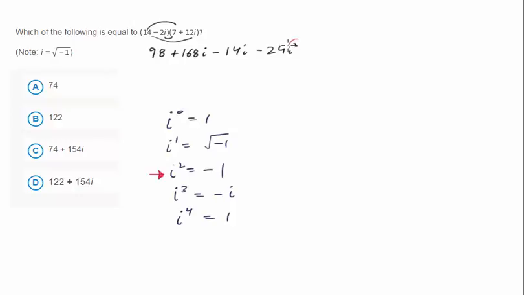And so what we're going to do is turn this i squared into -1, and this is -24 times -1. This last value becomes 24. Now we just simplify it. So we combine the like terms. So we have 98 plus 124. We know that's 122. And 168 minus 14, that is plus 154i. And that's the answer, D.